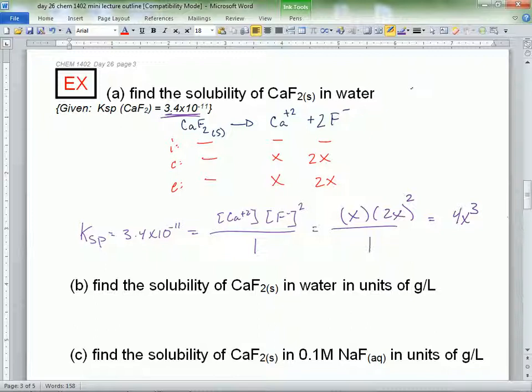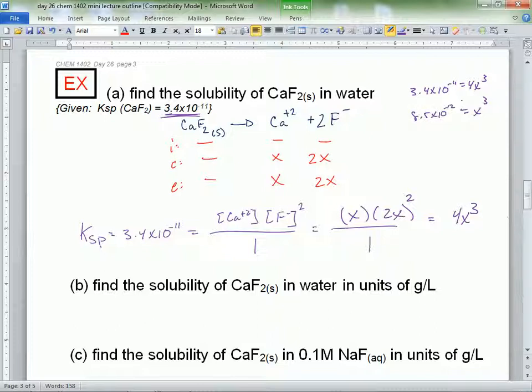Right now we have 3.4 times 10 to the negative 11 equals 4x cubed. Well, let's divide by 4 first just to get rid of that. 3.4 times 10 to the negative 11, divide it by 4, about 8.5 times 10 to the negative 12.